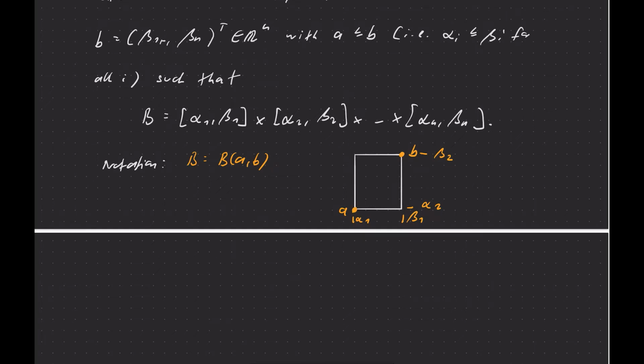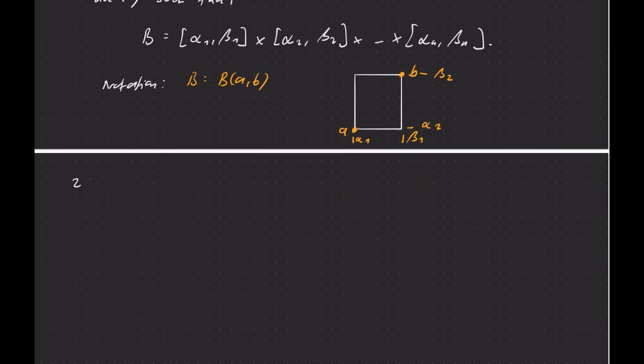Okay, so we just take the coordinates of those vectors, those defined intervals, and the cross product of those intervals. That's what we call the box. And of course, it's easy to define a volume for such a box, or to compute a volume for such a box.